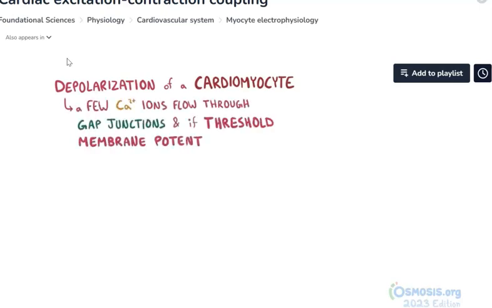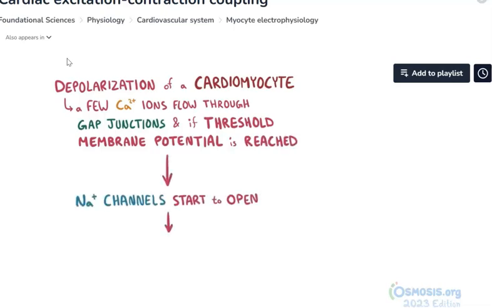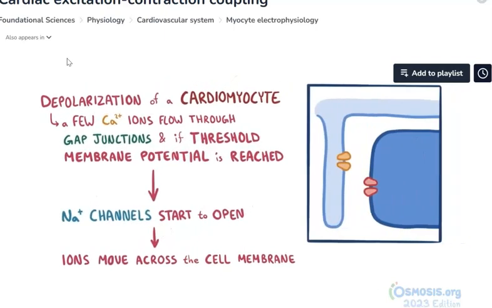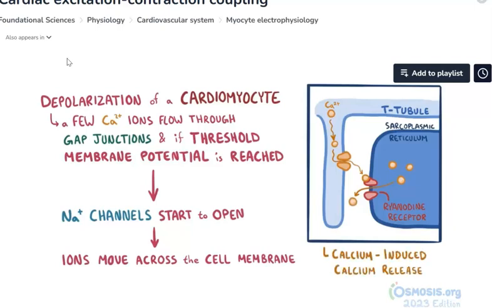And if a threshold membrane potential is reached, then sodium channels start to open up. If there's a depolarization, then ions start to move across the cell membrane, and that's where the T-tubules play a key role. During the part of the cardiomyocyte action potential when calcium ions flow into the cell, the presence of T-tubules helps bring calcium deep into the cell. Once this extracellular calcium gets inside, it binds to the ryanodine receptors on the sarcoplasmic reticulum, which releases even more calcium into the cell, a process called calcium-induced calcium release.